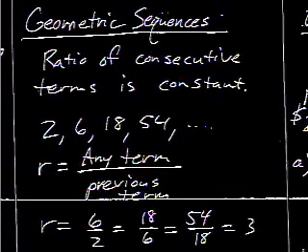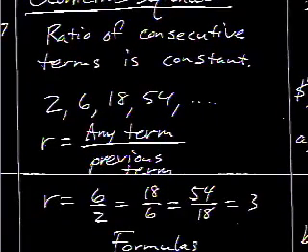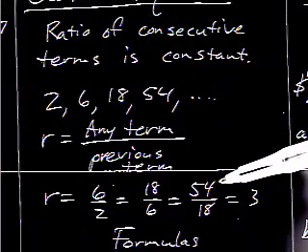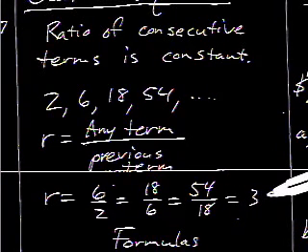So for the sequence 2, 6, 18, 54, if I take any term and divide by its previous term, whether it's 6 over 2, or 18 over 6, or 54 over 18, every time I come up with the number 3, that's my multiplier.